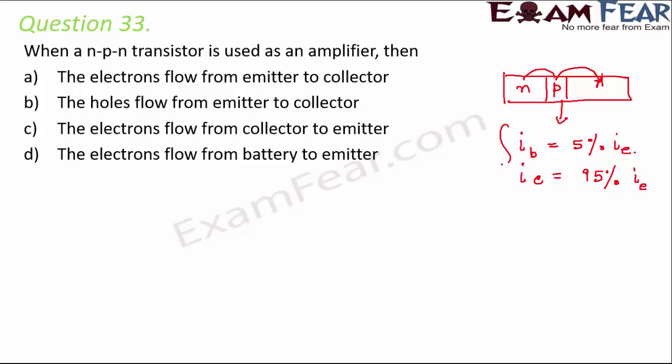Keeping this in mind, what do we understand? That the electrons flow from emitter to collector. Yes, of course, because very few electrons will get neutralized at the base, and the rest will all move to the collector.